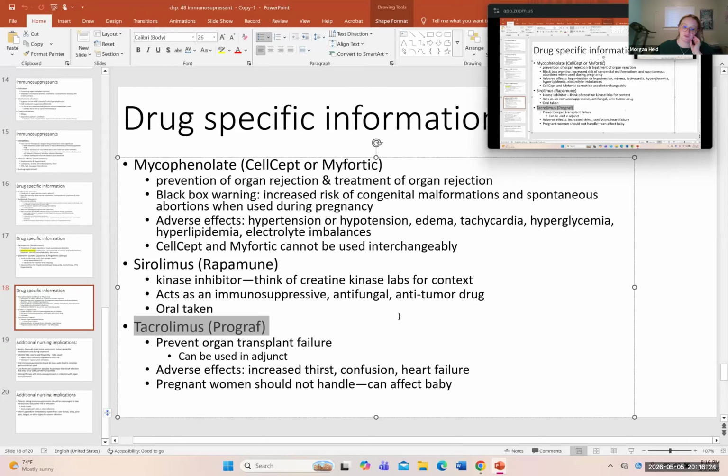Tacrolimus is one of the biggest immunosuppressant drugs that I see. And then make sure you just know this name too, because it is so popular. You probably should know both names. Okay.